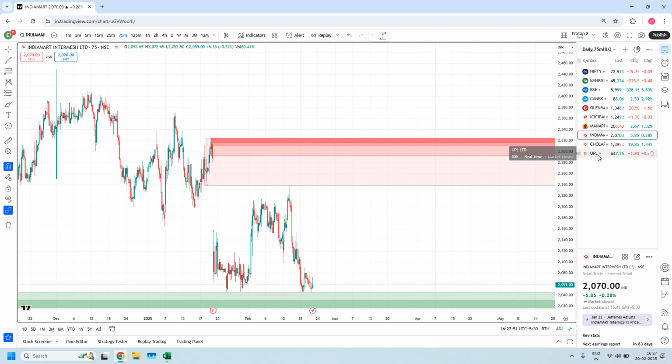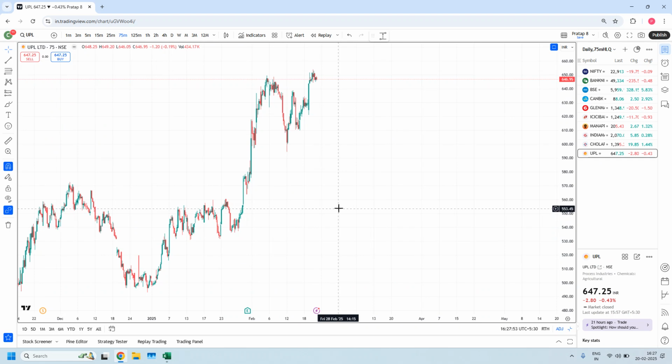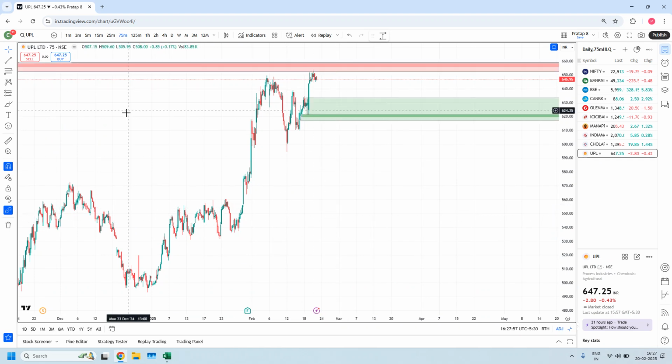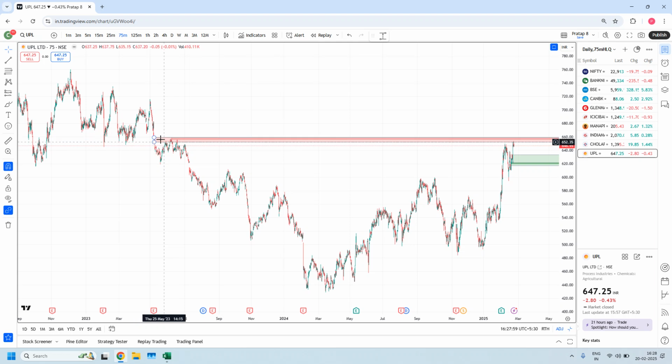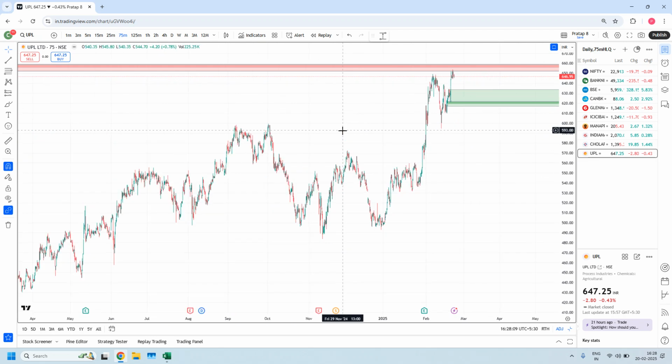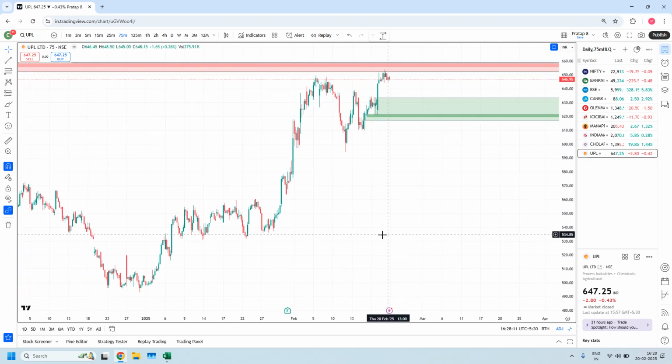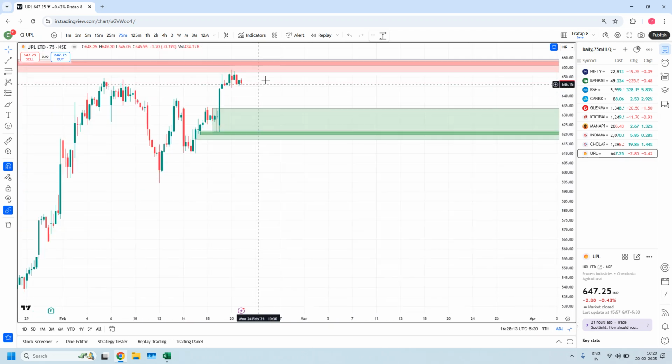Cholamandalam we discussed, and the last one is UPL. UPL is also a 75 minutes high liquidity supply zone. This is also a very old zone. It was created in May 2023, so almost 2 years back. So we don't have any 5 minutes data. That's why any 5 minutes fine tuning is not there here. Only 15 minutes I have drawn.